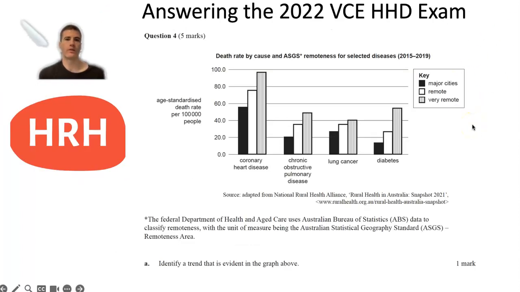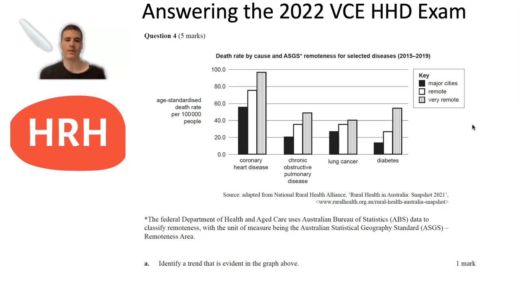You can see here question 4 from the 2022 exam was worth 5 marks, and it started with some stimulus material that was looking at the death rate by cause and remoteness for selected diseases. On the left, on the y-axis, you can see it's talking about the age standardized death rate per 100,000 people, so that's obviously important to take note of, that unit. And then along the x-axis were the different diseases, and the key was talking about very remote and major cities, depending on how the bar was shaded.